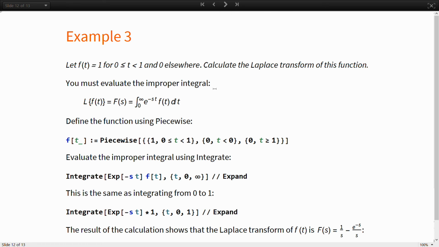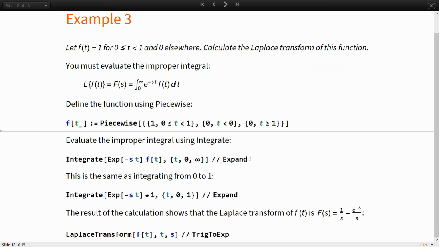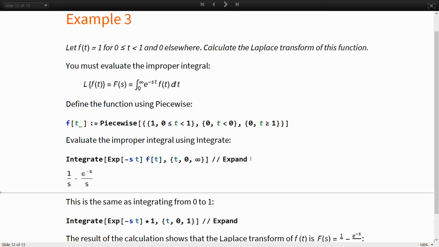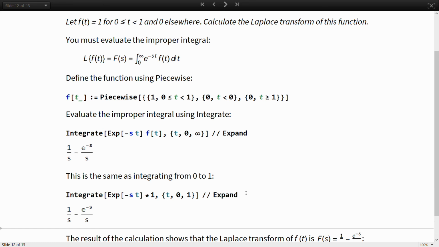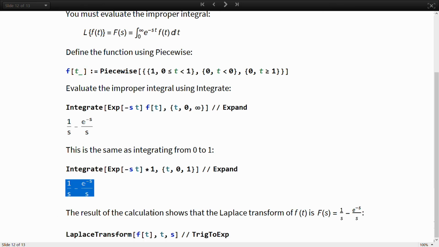To show that both integration ranges will give the same result, define the function in piecewise form. With the function defined, integrate from 0 to infinity. This is exactly the same result we get when integrating just from 0 to 1 and using f of t equals 1 in that region. Therefore, we can say that the Laplace transform of this piecewise function is given by the result here. The Laplace transform function in the Wolfram language will give the exact same result.